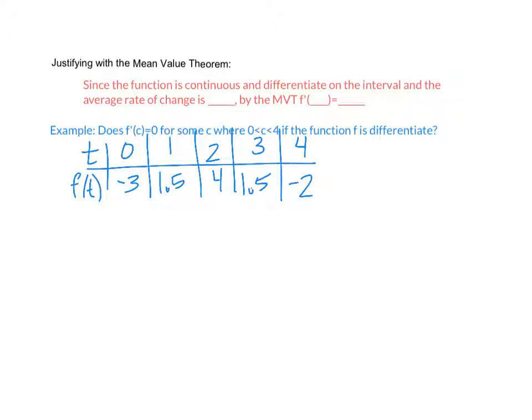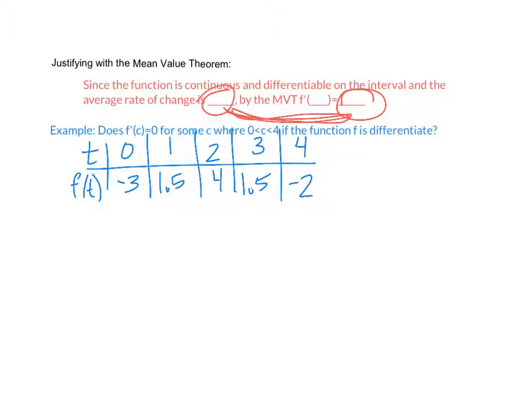Alright, so here's your justification for the mean value theorem. Since the function is continuous and differentiable, oh, that's a typo. Since the function is continuous and differentiable on the interval, and the average rate of change is blank, whatever the average rate of change is, you're going to do the average rate of change and fill it in, by the MVT, f prime of whatever I'm looking for is equal to the same thing as the average rate of change. These should be the same, because I'm proving that the instantaneous rate of change at that point that they're asking me about is the same as the average rate of change.